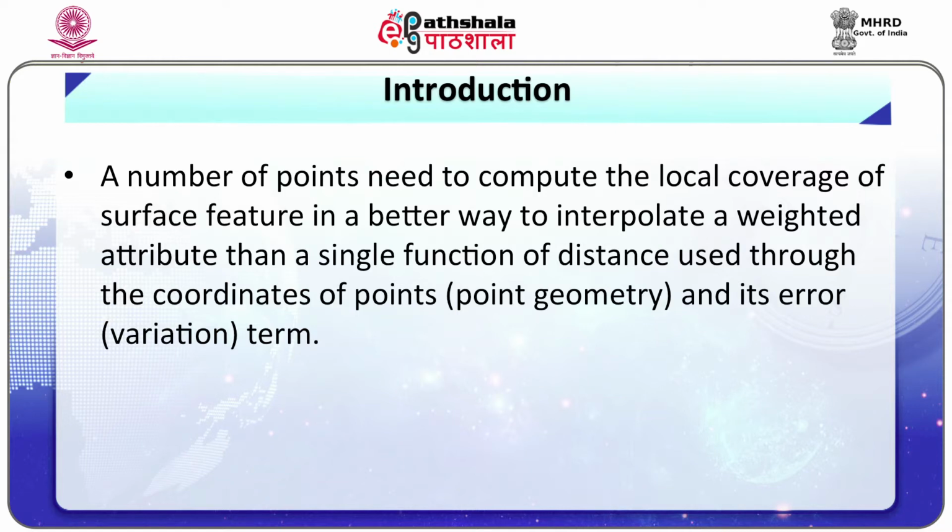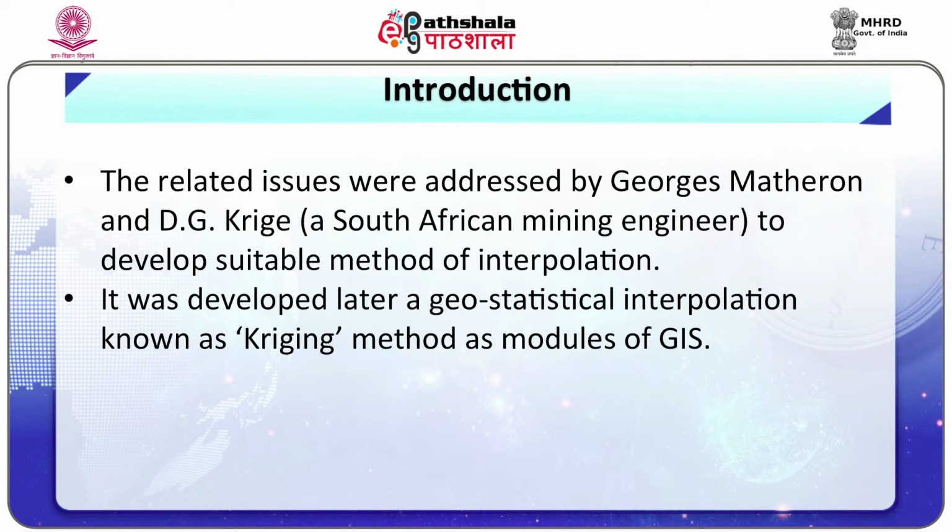A number of points are needed to compute the local coverage of the surface feature in a better way, to interpolate a weighted attribute rather than a single function of distance used through the coordinates of points, that is point geometry, and its error, that is the variation term. Such aspects are associated with uncertainty and interpolated values of attributes.